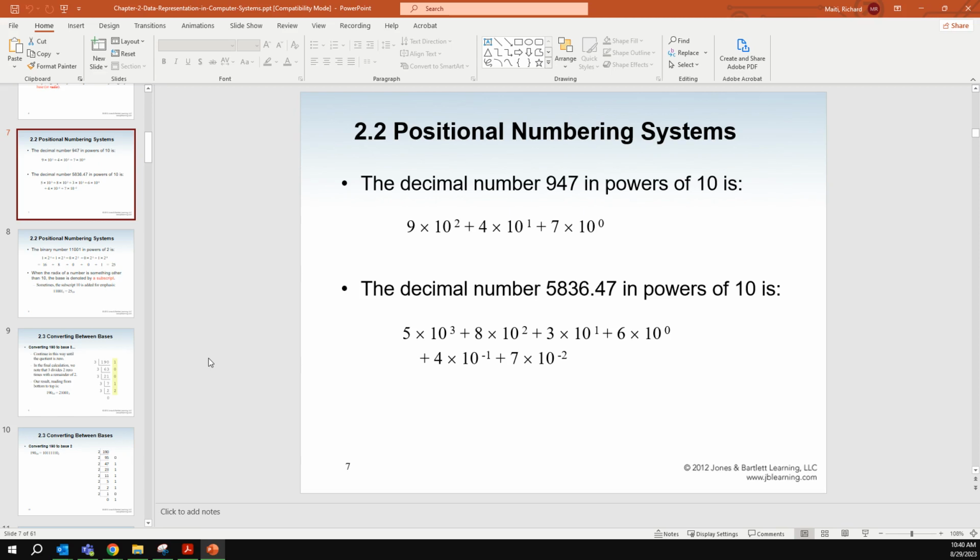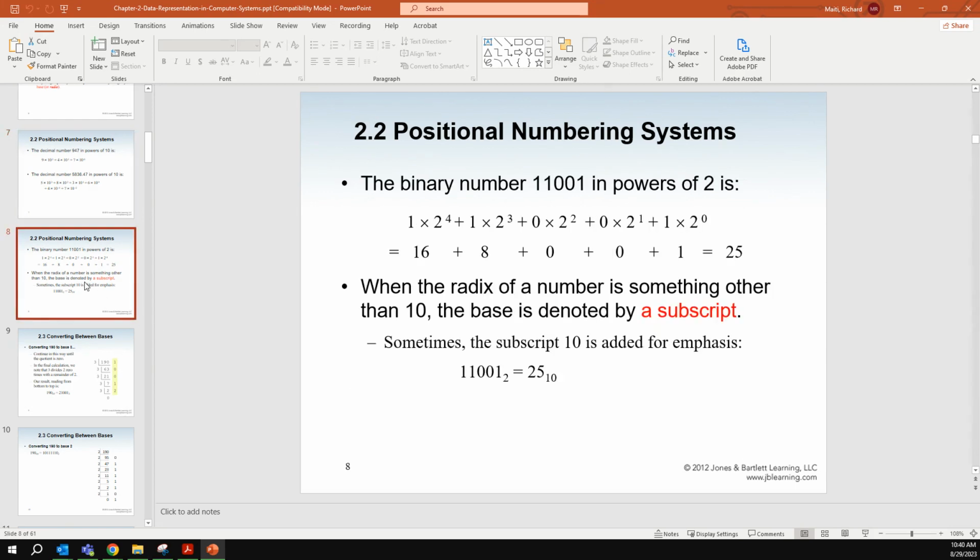So here you can see the decimal number 947 in powers of 10. You can see that. So the decimal number 5836.7 in powers of 10 is this, and so forth. So you can work through some of these examples. So binary, we know binary is 0s and 1s. So you can see how this is converted to base 10.